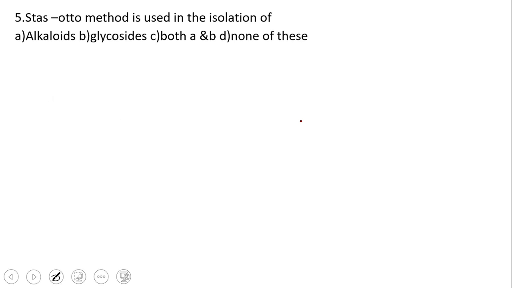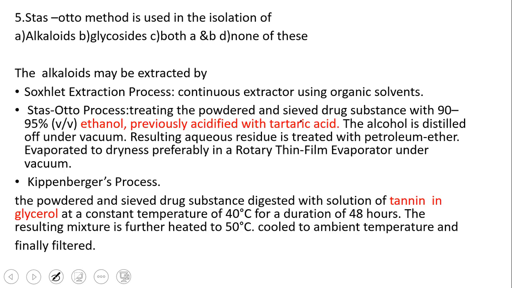Next question. Stas-Otto method is used in the isolation of A alkaloids, B glycosides, C both A and B, D none of these. Alkaloids may be extracted by three methods. So the first is the Soxhlet extraction process that you all know. In the Soxhlet apparatus, we are continuously extracting using different organic solvents.